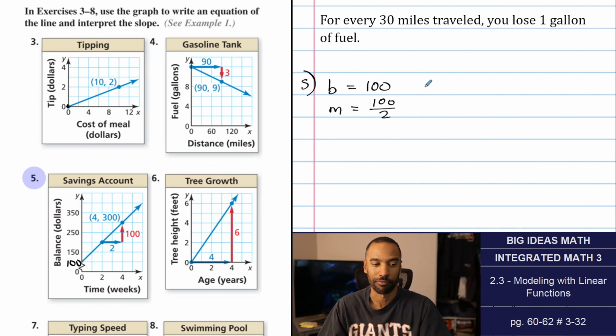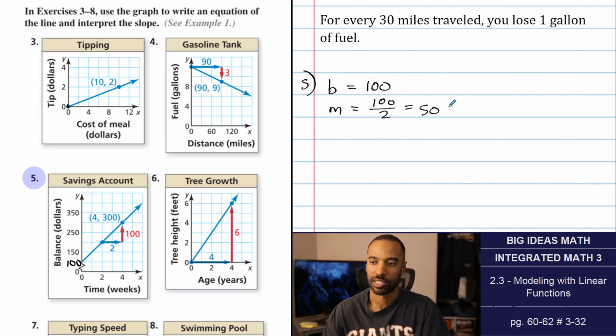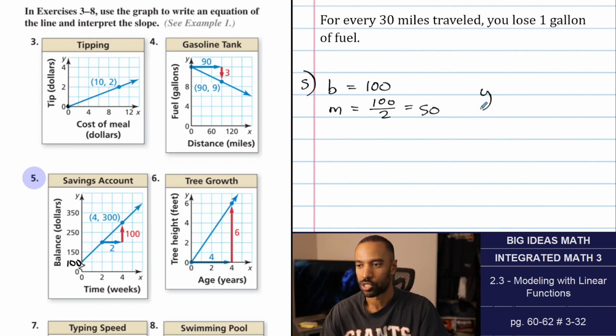I'm going to use slope-intercept form as often as I can. So 100 over 2 is 50. Remember, that does mean 50 over 1. That's important when we start to interpret slope. But y equals 50x plus 100.